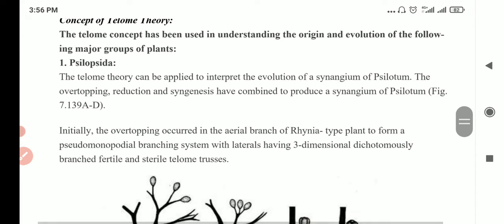So in Psilopsida, you can use this theory to see the evolution of Xylotum. Xylotum is a pteridophyte. You know about Lycopodium, you know about Selaginella. Xylotum belongs in the Psilopsida. Lycopodium belongs in Lycopsida, right? So they belong in different orders. So Xylotum is a fern only, but it belongs in a different order.